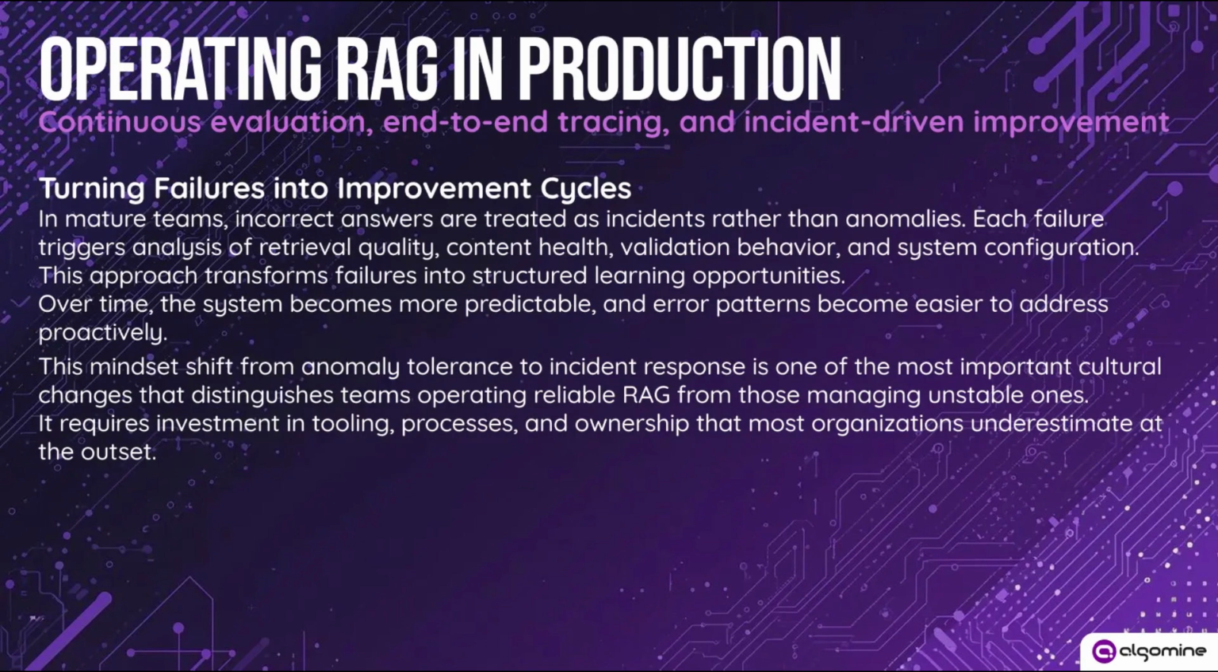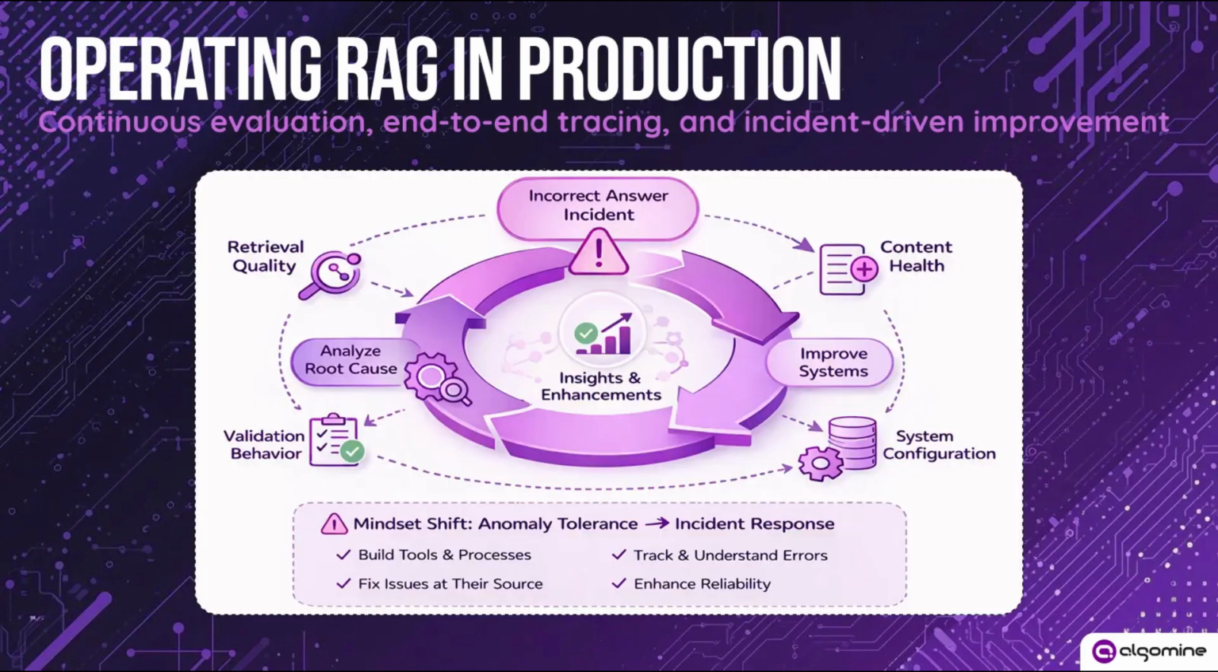In mature teams, incorrect answers are treated as incidents, not anomalies. Each failure triggers analysis of retrieval quality, content health, validation behavior, system configuration. This transforms failures into structured learning opportunities. This mindset shift from anomaly tolerance to incident response distinguishes teams operating reliable RAG from those managing unstable ones.